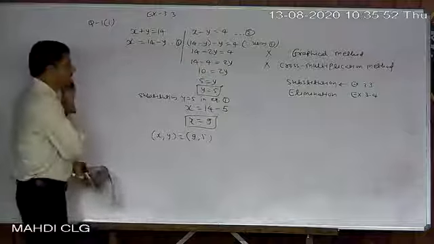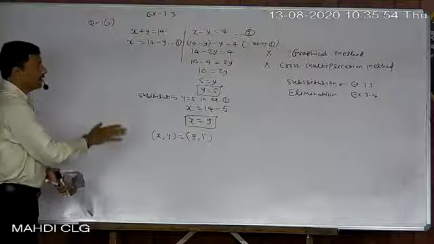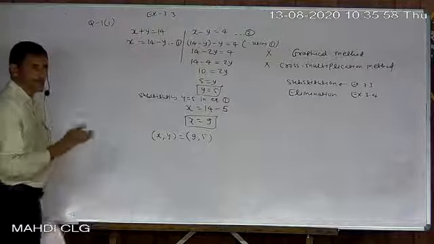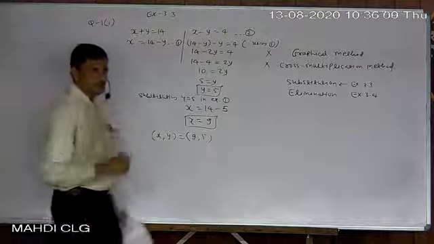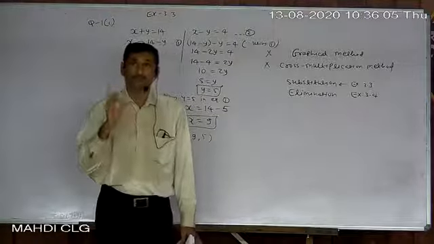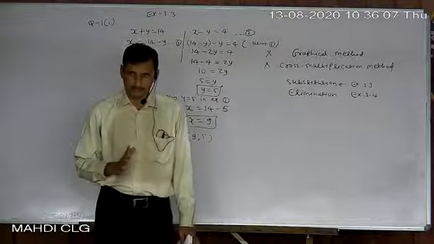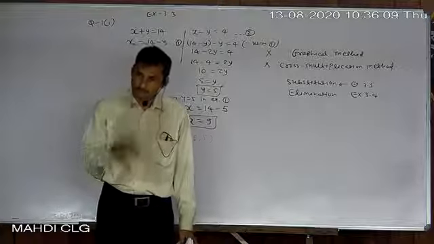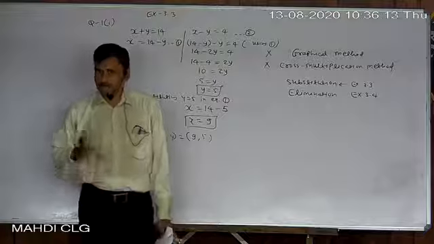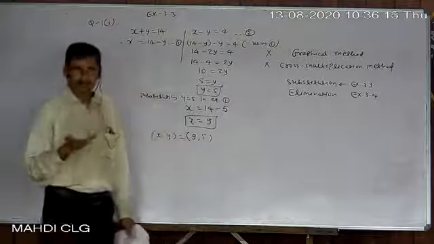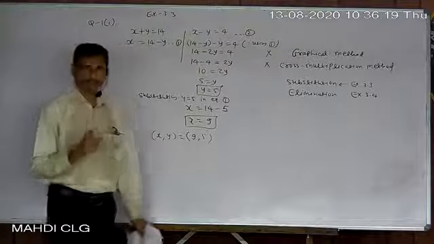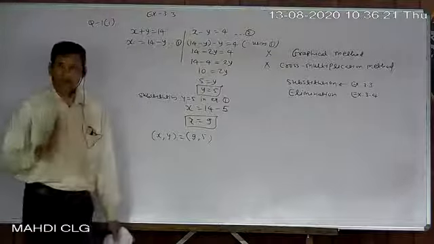So I hope you understand the question. Again I repeat. In the substitution method, what to do? Make any one variable the subject from any one equation. Get the expression of any one variable from any one equation. Either x from 1, otherwise y from 1, otherwise x from 2, otherwise y from 2, any one. But if the coefficient is 1, then it is preferable.